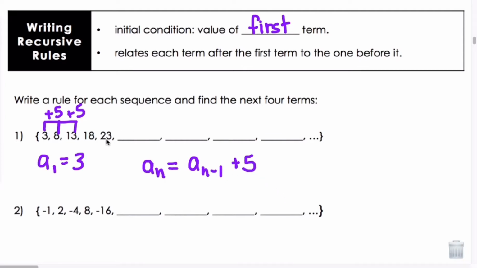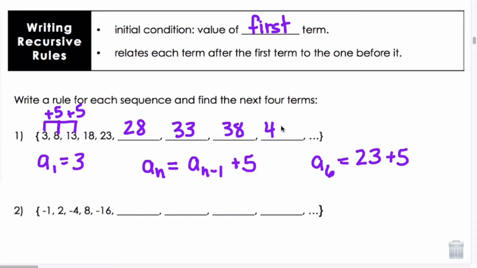All right, so if I have 23, I can say, what am I looking for? 1, 2, 3, 4, 5, a sub 6 will give me 23, I'm substituting my previous term, plus 5. And that will give me 28. Okay, and then from there I know I'm adding 5 to get 33, add 5 to get 38, and then add 5 to get 43. All right, that's for a recursive rule.